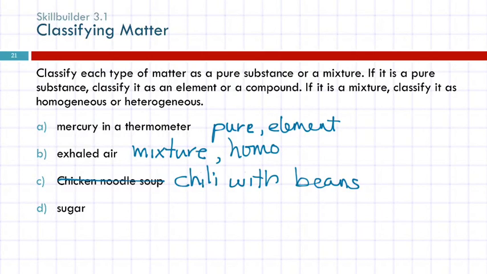Okay, chili with beans. Mixture or pure substance? Mixture. Is it homogeneous or heterogeneous? Heterogeneous. Because there's the chili part, the soupy stuff, and hopefully there's some meat in there, and then there's the beans, right? You can see there's different parts. So that's a heterogeneous mixture.